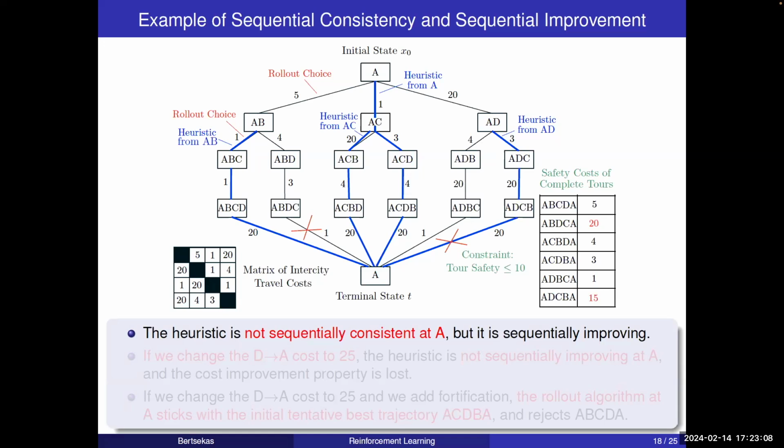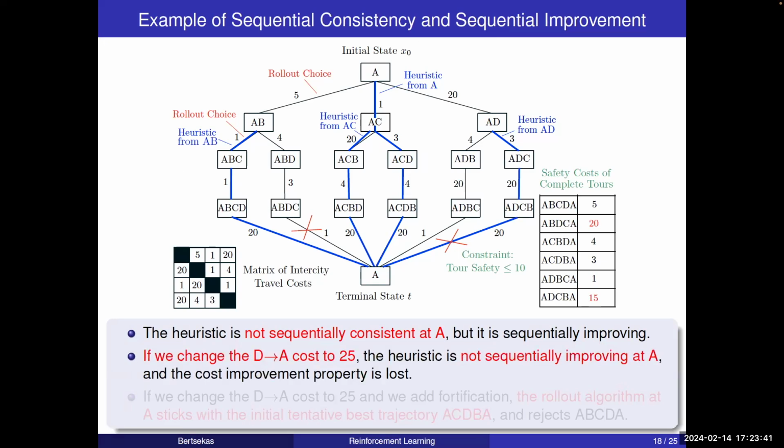We also have to verify that the sequence of trajectories that rollout generates is monotonically non-decreasing. When we did this example before with rollout, we saw that actually only one trajectory was generated. We started with the base policy, which had a cost of 28. And then the rollout policy was this one here, which has a cost of 27. So this heuristic has the sequential improvement property. It satisfies it.